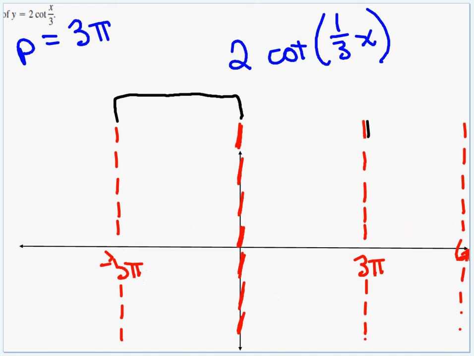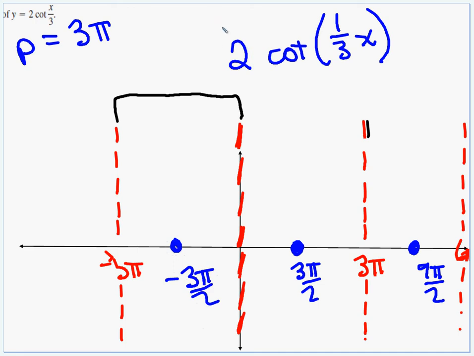Okay, we've got some asymptotes. Let's put x-intercepts in the middle. What's right in between 0 and 3? Well, that'll be 3/2 pi. And what's in between 3 and 6? That's 4.5, or 9/2 pi. And we'll also have a reflected one over here at negative 3 pi over 2.